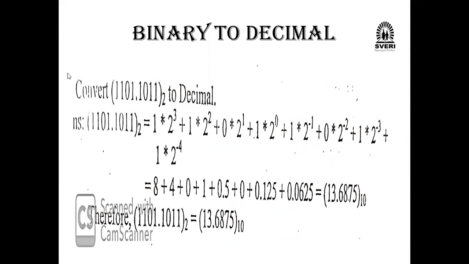So what do you have to do here? Here the point is there. Both sides, you start counting. 0, 1, 2, 3. 3 numbers are there, 0 to 3 here. After the point, again you consider this one as 0 only.